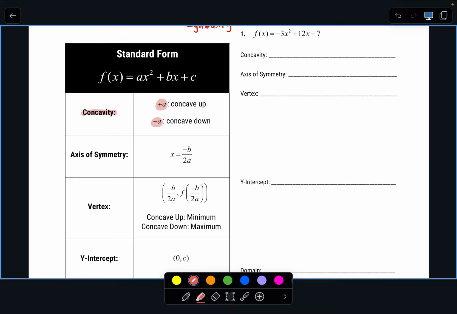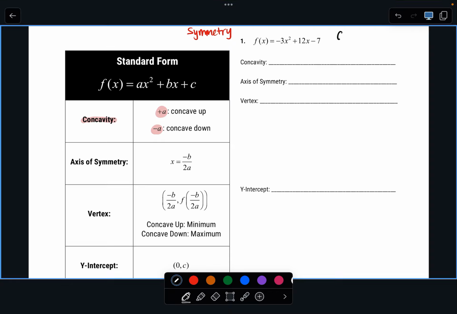When I go in and look at number 1, it's already in standard form. What I like to do sometimes is identify what each of the values are. So I have a is -3, b is +12, and c is -7. That is coming directly from the equation. The only thing I will say: if it's not all on one side, move everything to one side, combine like terms, and do the things you would normally do if we were going to factor this. Now, for the concavity, my a is negative. So is it going to be concave up or concave down? Down.